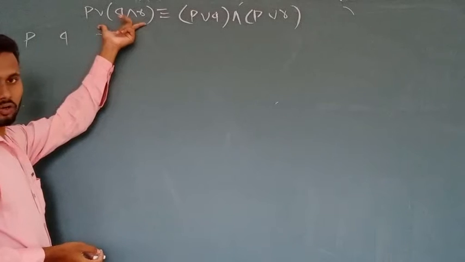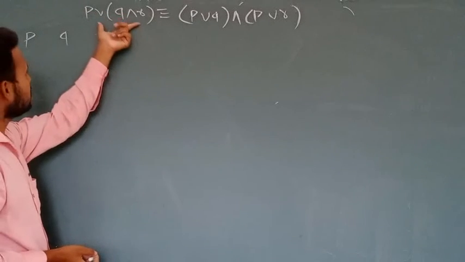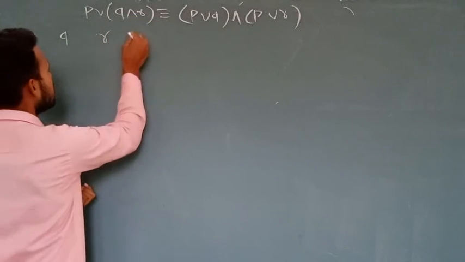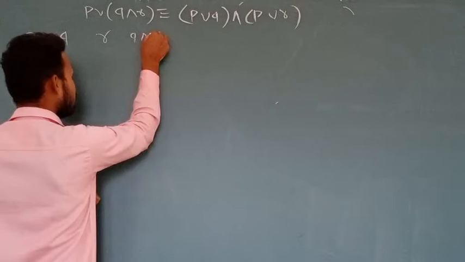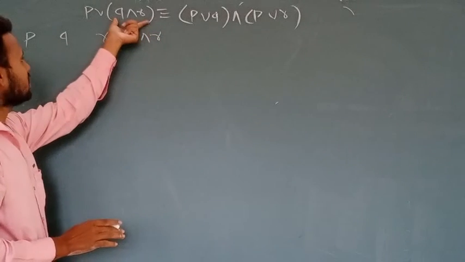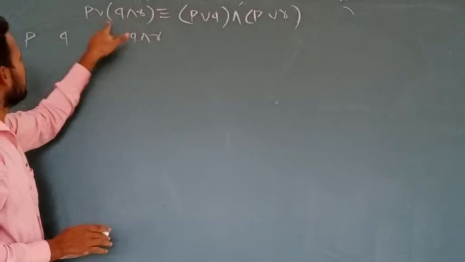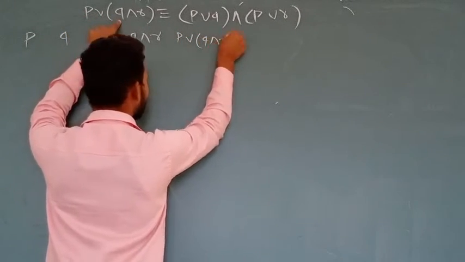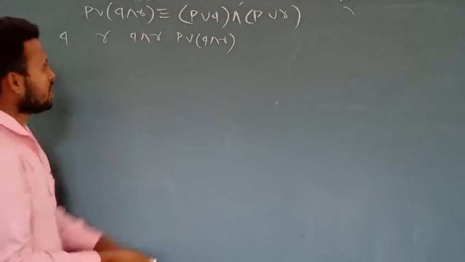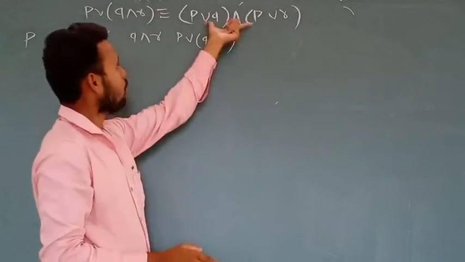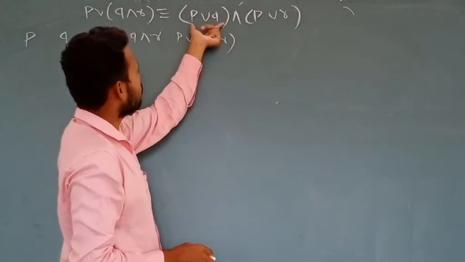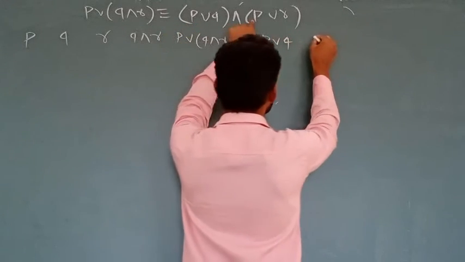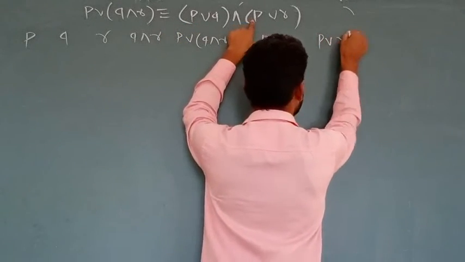Now first we find out the values of the statement pattern. In that statement pattern, P we already have, and we want the one statement Q meet R, Q conjunction with R. Then next we get this statement pattern, so we take the whole: P join with, in brackets, Q meet with R. This statement pattern we get. Now we come to the next one. We want this statement pattern, so first we want this statement P join with Q, and the second one is P join with R.